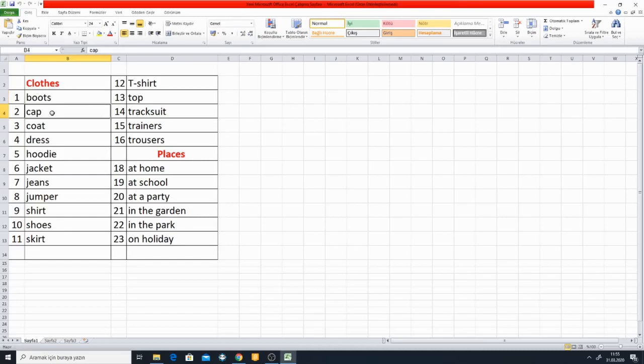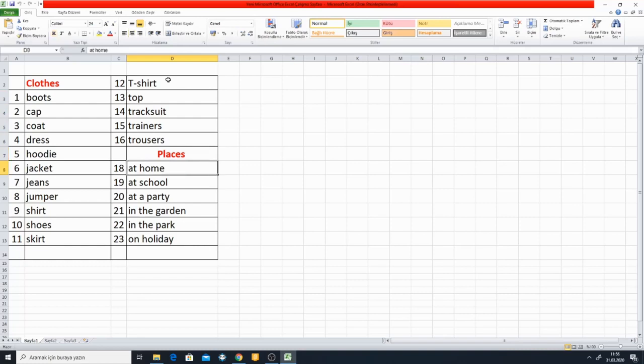Boots. Cap. Coat. Dress. Hoodie. Jacket. Jeans. Jumper. Shirt, shoes, skirt, t-shirt, top, tracksuit, trainers, trousers.